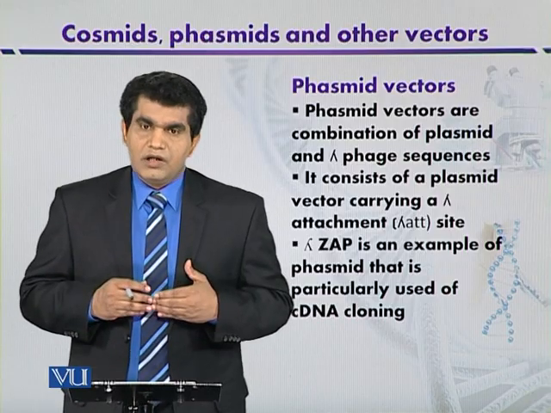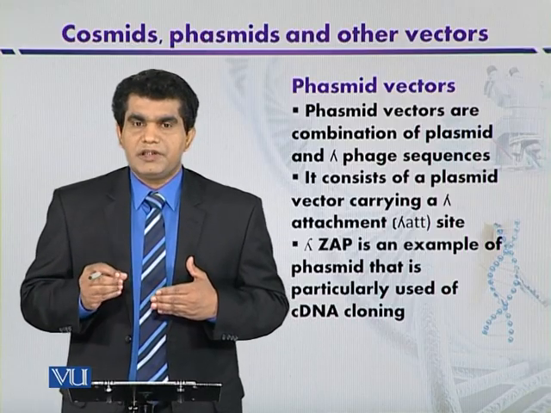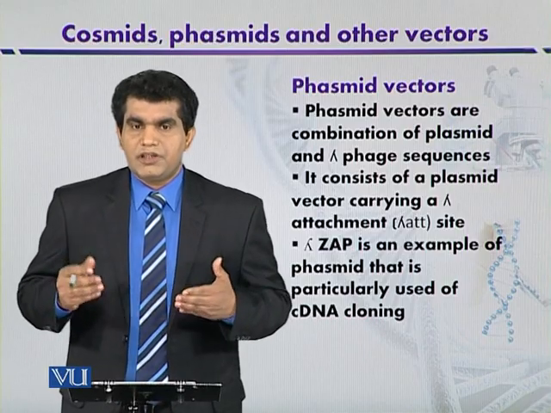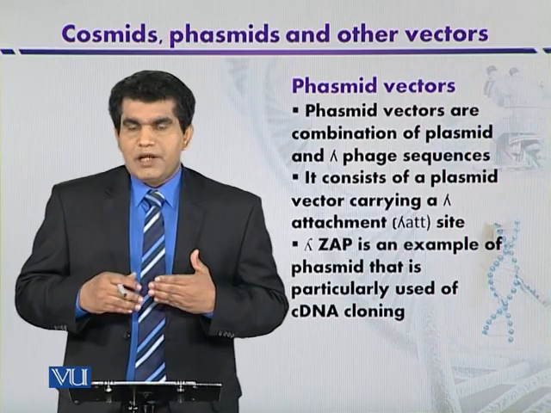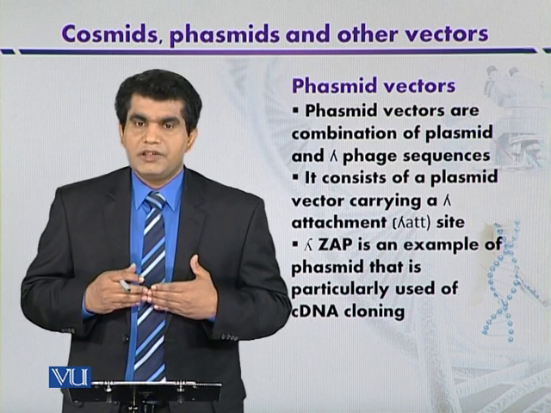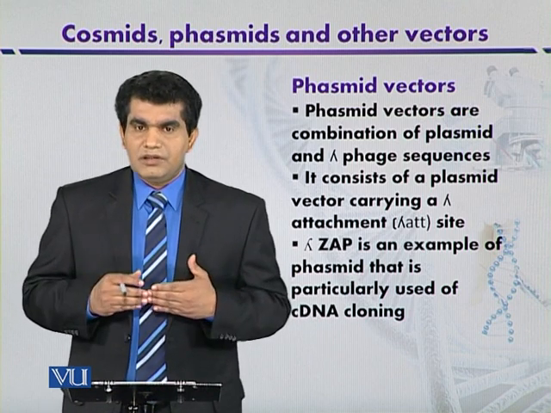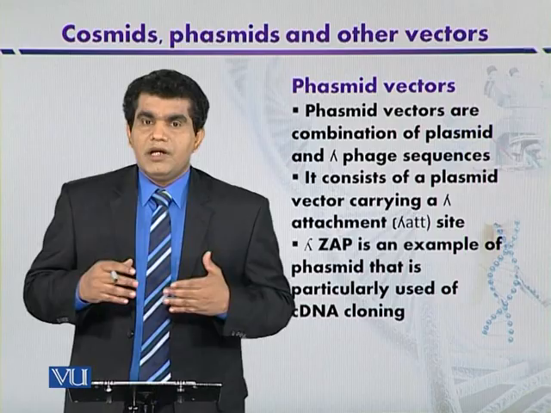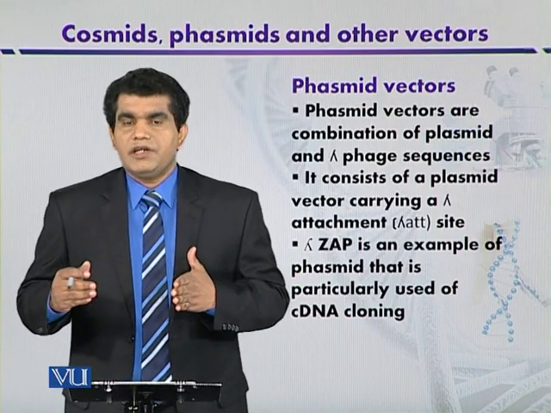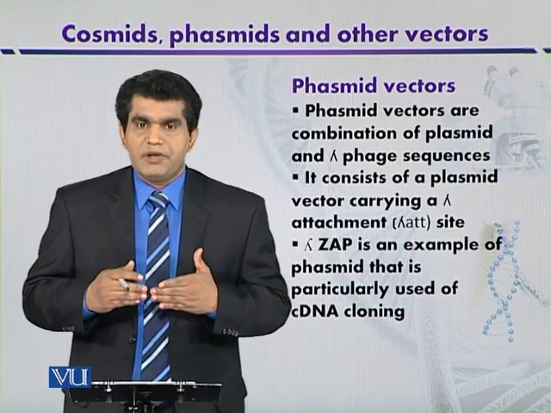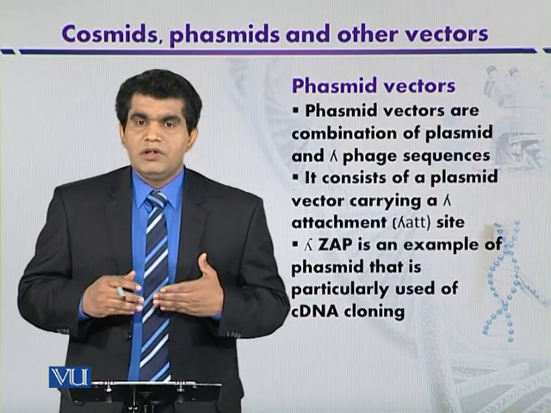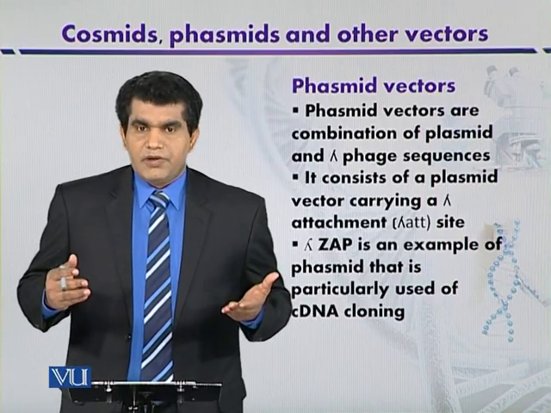And here we can quote an example of lambda ZAP vector as a phasmid example. And this lambda ZAP can be used for the cloning of cDNA. And this lambda ZAP vector has certain advantages. It is a type of insertional vector where the foreign DNA can be inserted after treatment with appropriate restriction enzyme. So it is a type of insertional vector.